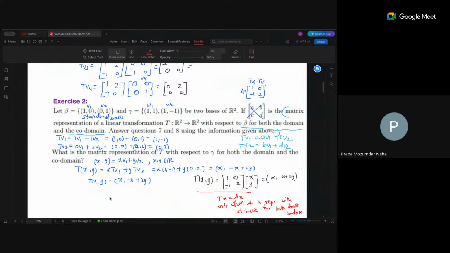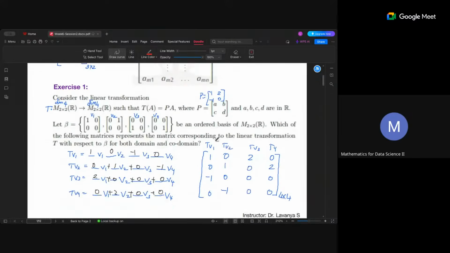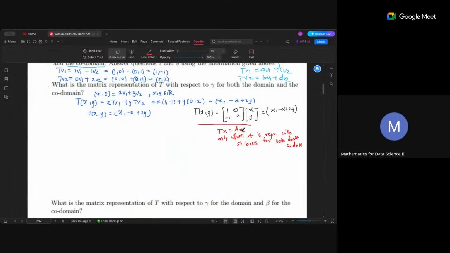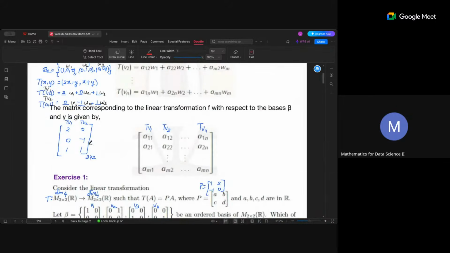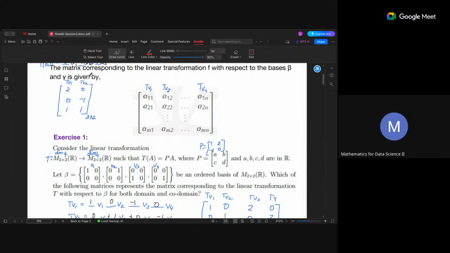Is there any trick if we have the standard basis of R2 for the domain and the standard basis of R3 for the codomain? Exactly the same trick only. For example, here you have this matrix, and let's say you don't know what the transformation is. You know that T is from R2 to R3, so exactly the same trick will follow.